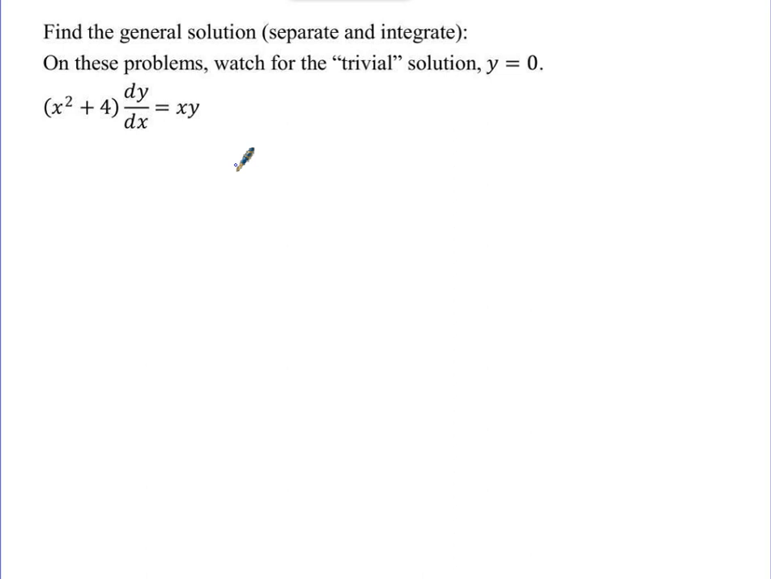This means that y equals 0 is the solution, and that is a trivial solution, because it's just like when people want to multiply both sides of the equation by 0. All it does is wipe out the entire equation, and it doesn't do you any good. And that's what's happening here.